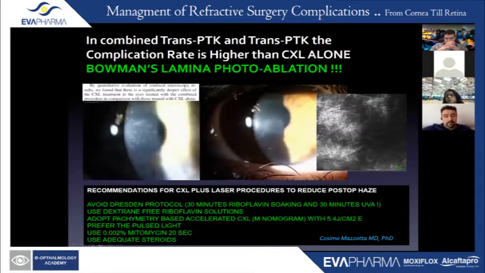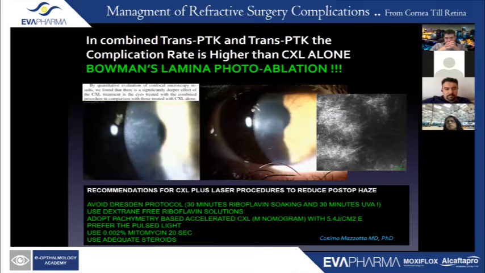In particular, I would also like to say that we need to stress the concept that when we combine cross-linking with transepithelial PRK, and so we do combined treatments, we increase the risk of AIDS development, in particular if we use the Dresden protocol. So we need to use customized accelerated pulsed light protocols, because we have the ablation of the Bowman lamina, so the percentage of AIDS in this case could be higher.